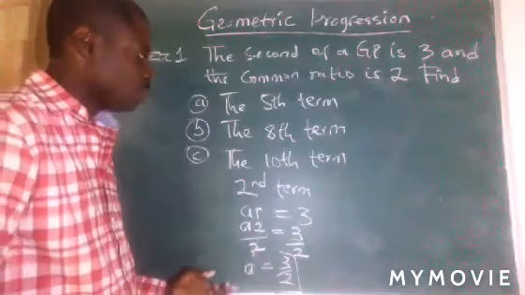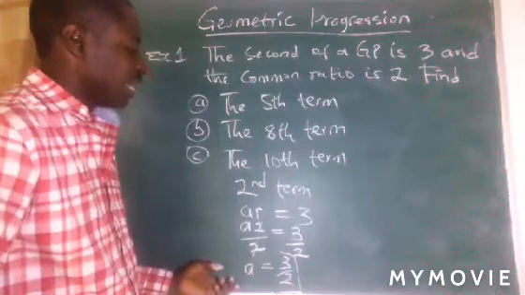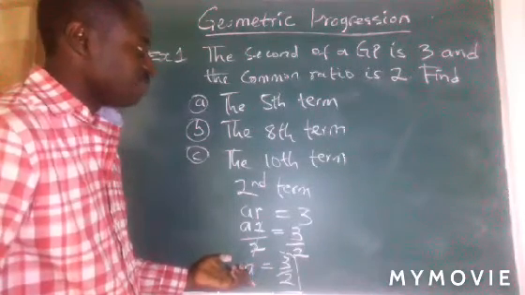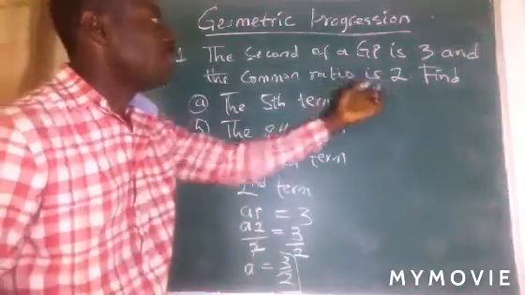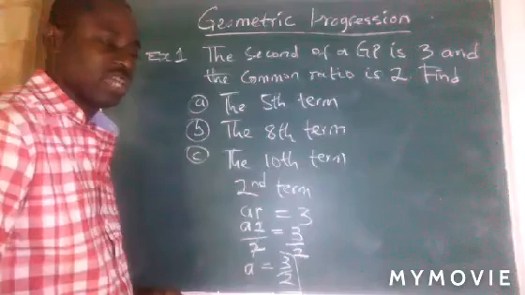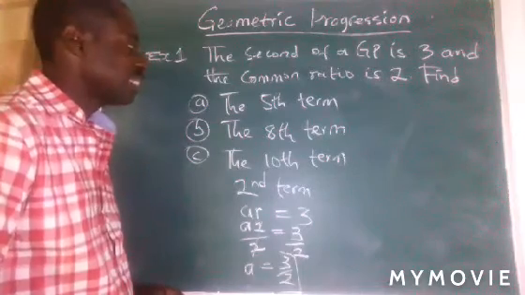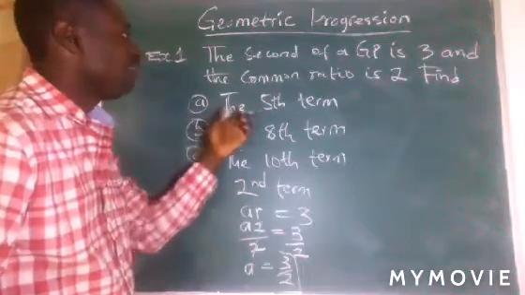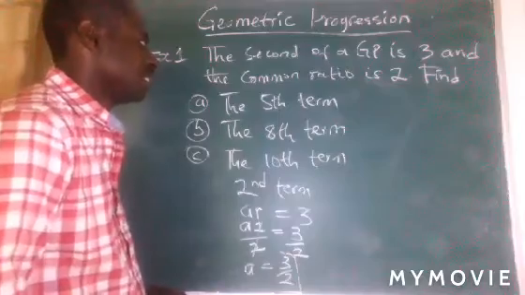Now that we have the first term and the common ratio, we can find any of the terms in the sequence. So let's now look for the 5th term in the sequence.